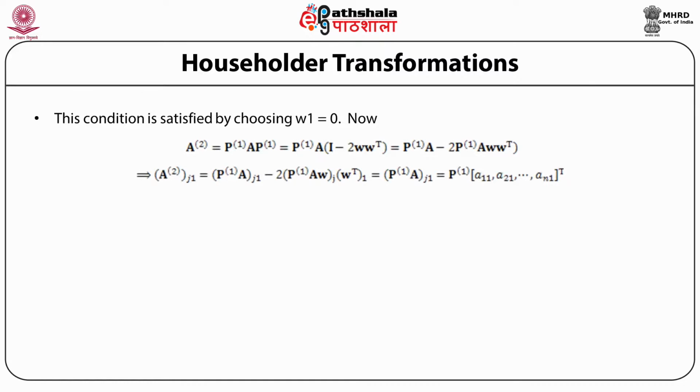Now, A^{(2)} = P^{(1)} A P^{(1)} = P^{(1)} A (I - 2 W W^T) = P^{(1)} A - 2 P^{(1)} A W W^T. This implies that a_{j1}^{(2)} = (P^{(1)} A)_{j1} - 2 (P^{(1)} A W)_j W_1 = (P^{(1)} A)_{j1}, which is P^{(1)} applied to the elements a11, a21 up to an1 transpose.